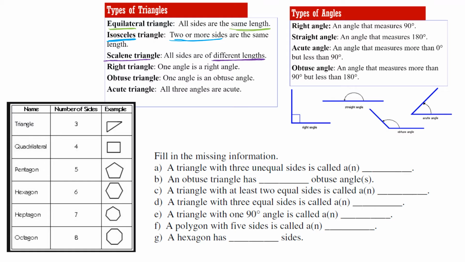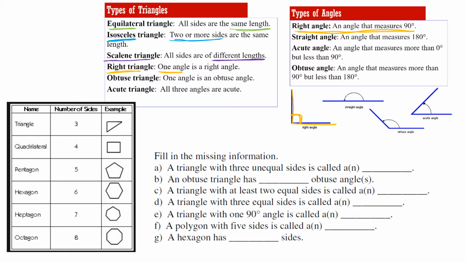Then we can also talk about angles. A right triangle has one right angle in it, and that right angle means that it has a 90-degree measure, all right? And that's always indicated with a box in that angle. So that is a 90-degree angle that we see there.